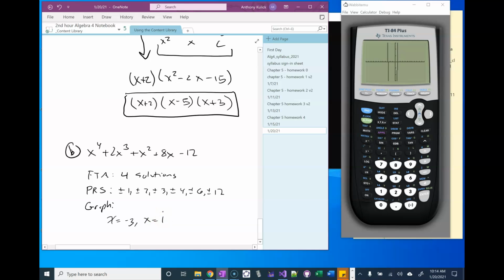What do you think is odd here, though? How many x-intercepts am I seeing? 2. How many solutions should I be seeing? 4. Where are the other 2 solutions that I can't see?